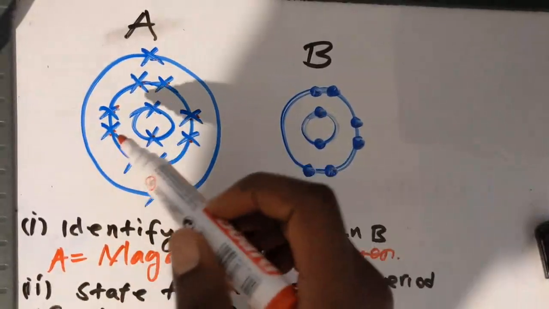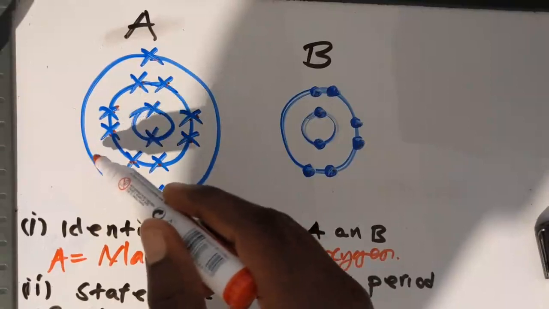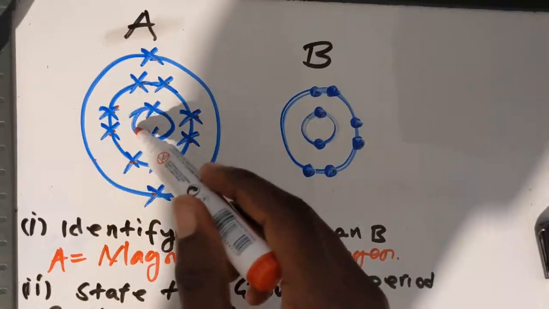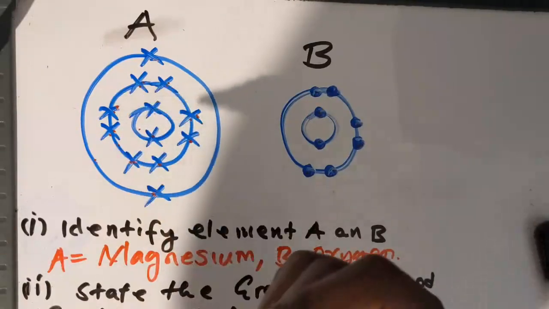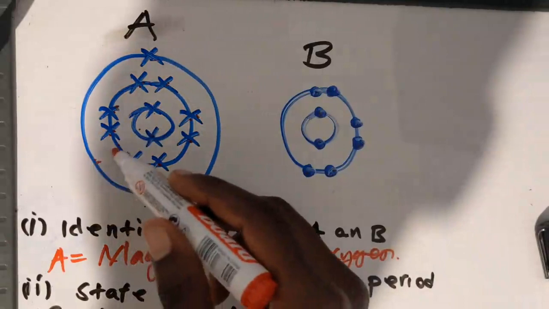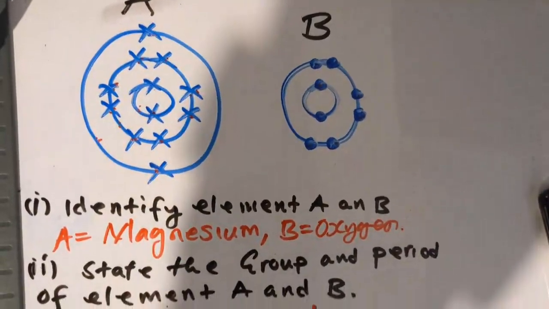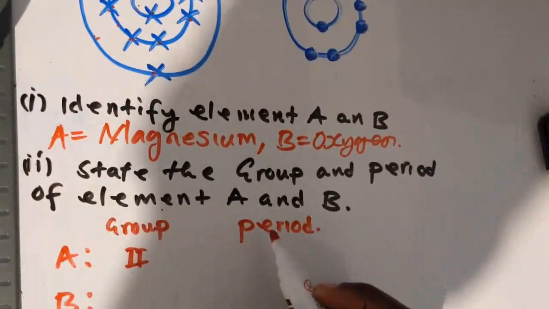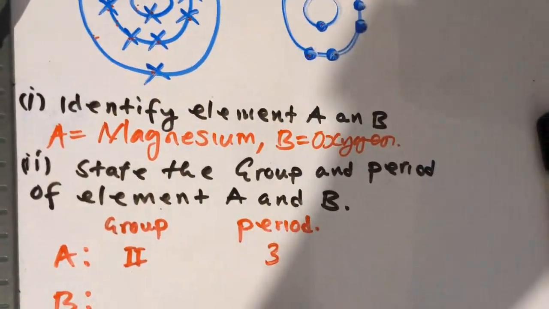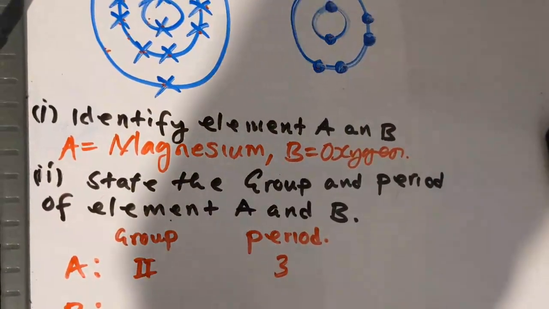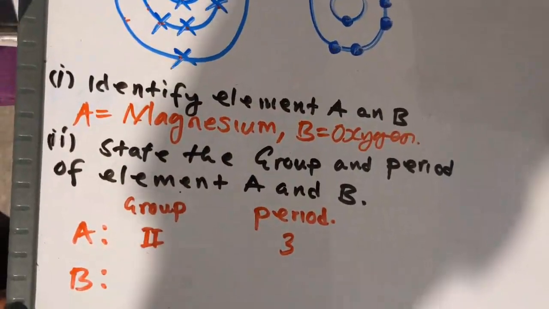All right, A has how many shells? 1, 2, 3. So it is in period what? Period 3. So the number of shells will tell you the period in which an element is. Here you need to write it as a normal number, not in Roman numerals. So A is in period 3. So this is for A, and this is for B.